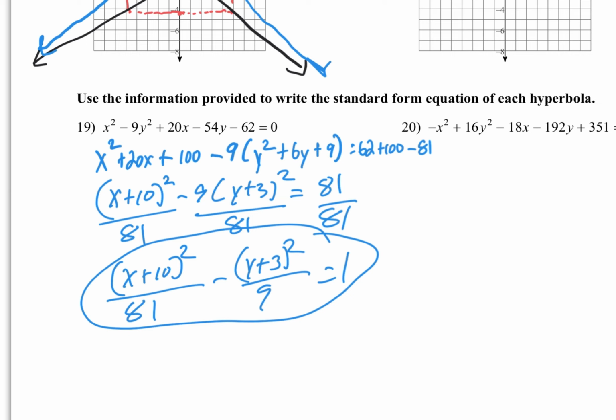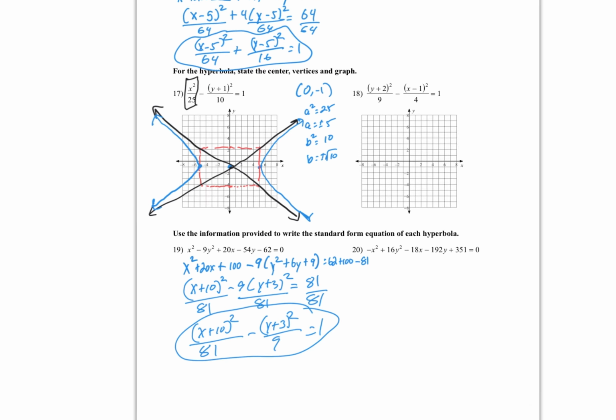That's what your test is going to look like tomorrow. My suggestion to you, do what you need to do to make sure you're prepared for complete the square.